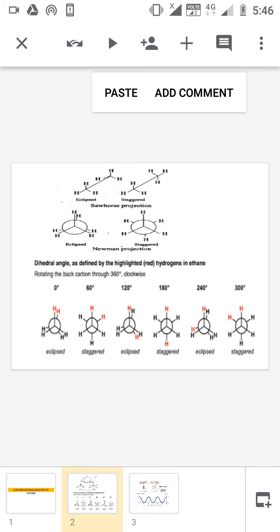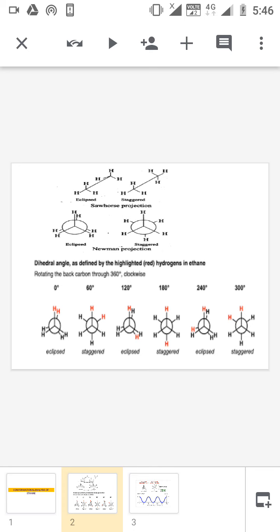If you rotate again, we will get the next one. That means the total rotation is 120 degrees, and we will get the representation like this. Similarly, we can rotate the molecule up to 360 degrees. 360 means 0 degrees itself.